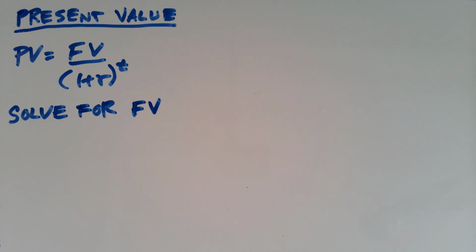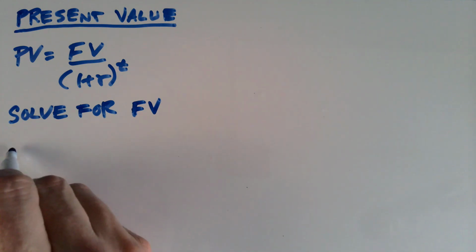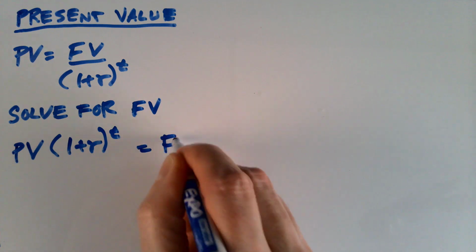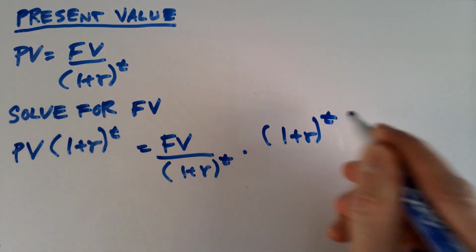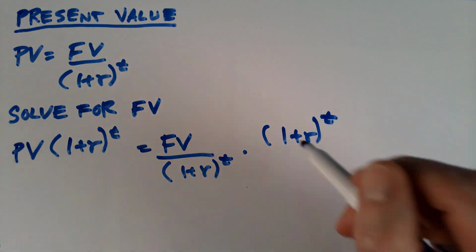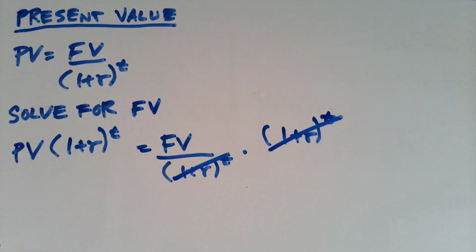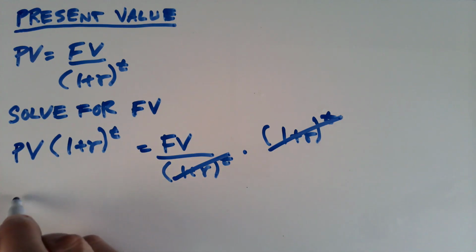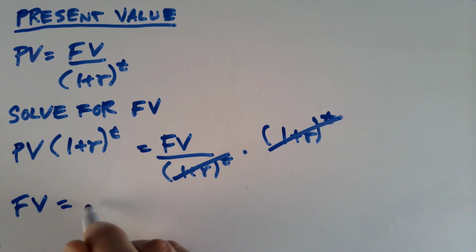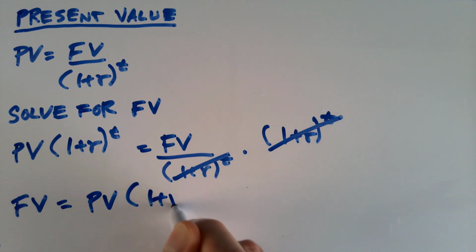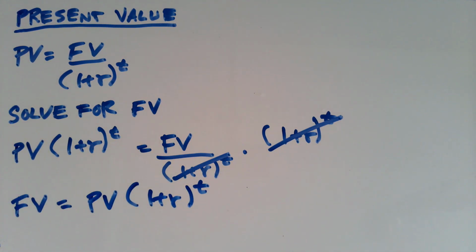So now we're back to trying to solve for future value. What should we do? Well, we want to get FV by itself, so we need to multiply both sides by 1 plus r to the t. Okay, what we can do is cancel these because anything divided by itself is 1, and 1 times future value is just future value. And so we're left with future value being equal to present value times 1 plus r to the t power.